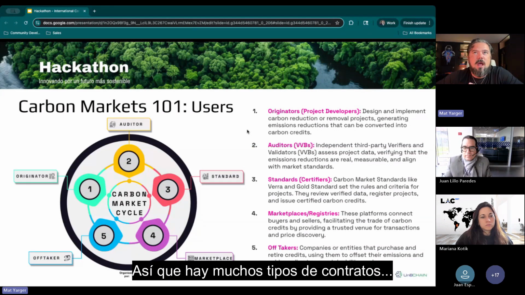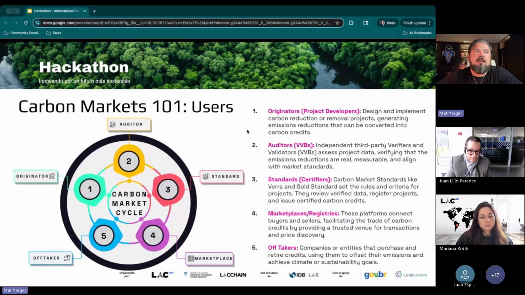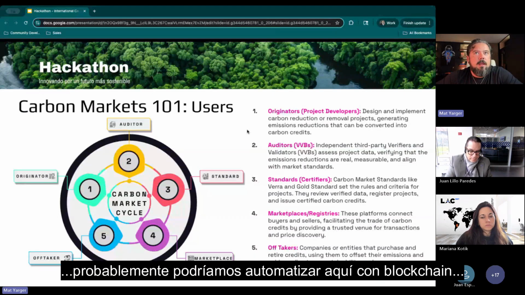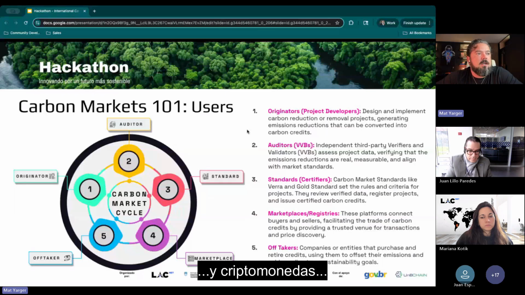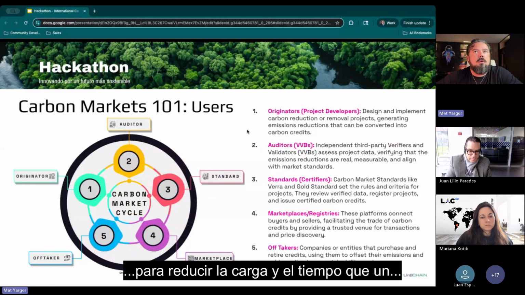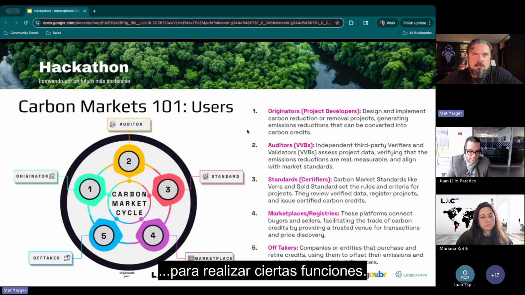So there's a lot of different contracts that you could look to codify into a smart contract for how an off-taker can actually buy credits directly from an originator. And there's a lot of different things we can probably automate here with blockchain and cryptocurrencies that reduce the load and the time that an auditor, a standard, or a marketplace has to perform certain functions.